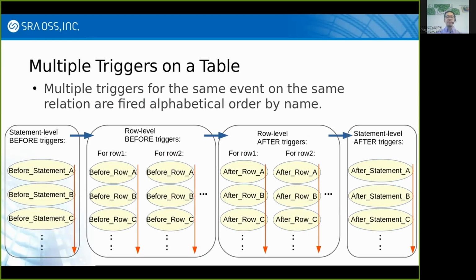So, you can create multiple triggers for the same event on the same relation, and such triggers are fired in alphabetical order by name. So, for statement level before triggers, statements A, B, C are executed in this order, and then row level before triggers for row 1, for row 2, and so on. And the row level after triggers and statement level after triggers, each trigger is fired in alphabetical order by name.